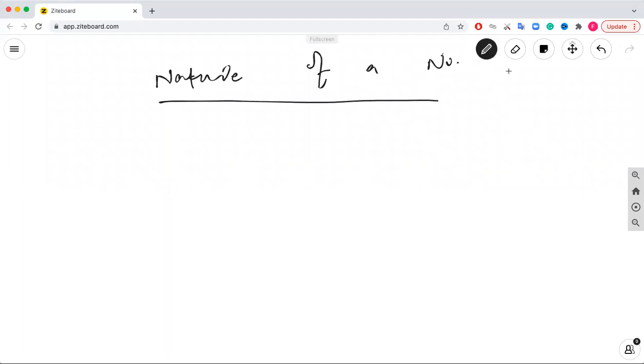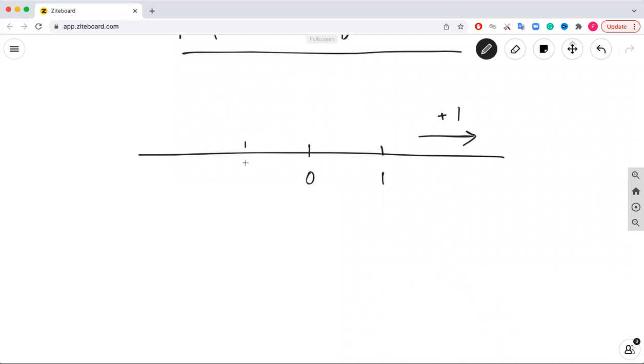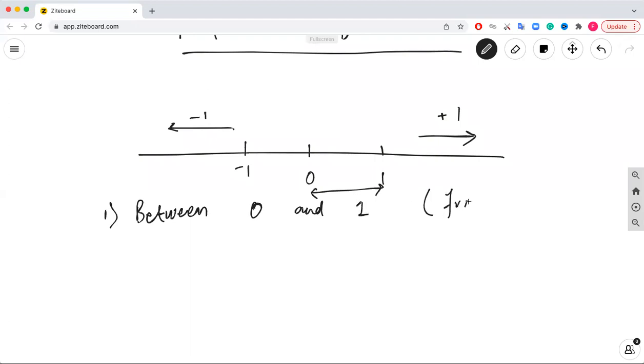Okay, thank you. Now let's suppose we have a number line. This is 0, this is 1. On the right side, we have values greater than 1. This is -1. On the left side, we have values less than 1, right? Let's suppose we have a question and we want to test the values, and let's make some cases. Let's suppose our first value lies between 0 and 1, and that will be a fraction value, right? First considering this range, 0 and 1.